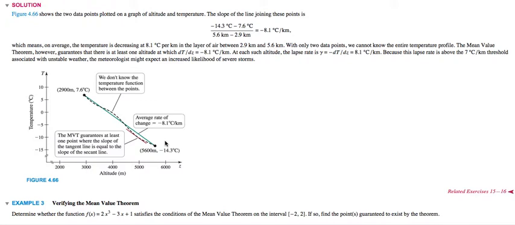At each such altitude, the lapse rate is gamma equals negative dT over dz, which is 8.1 degrees Celsius per kilometer. And because this lapse rate is above the 7 degrees Celsius per kilometer threshold associated with unstable weather, meteorologists might expect an increased likelihood of severe storms.